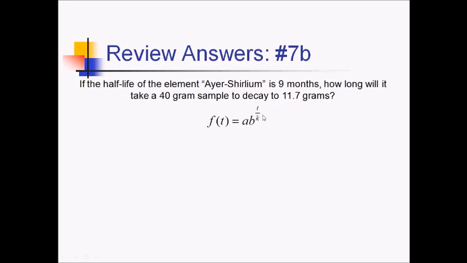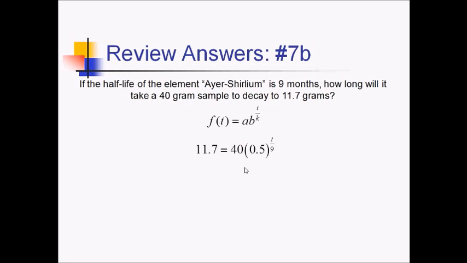Now let's plug in what we can. So we're solving for t on this one because they said how long. So ultimately we need to get t by itself. That means we need to plug in stuff for all of these other letters. So this f of t, that is what we want our sample to turn into. That's our target amount, which is going to be this 11.7 grams we want it to decay to. The a value is what we start with. That's the 40 grams. B, well, since this is half-life, b is going to be 0.5 or 1/2. And then this k value, that's how long you have to wait before the half-life applies. So that's this 9 months. So then we can write 11.7 equals 40 times 0.5 to the t over 9.